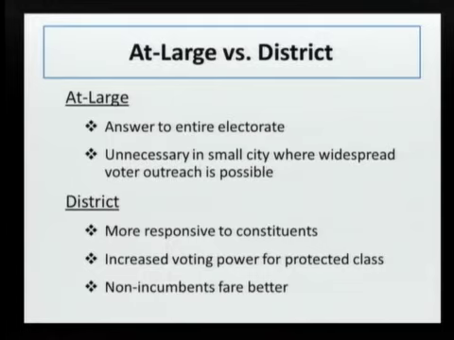On the other hand, claims in support of district elections are higher responsiveness to constituents within that district. Obviously, it's a little bit easier to be focused on your one district and those constituents, a smaller class within the city. Again, of course, increased voting power for the protected class is the issue we're discussing tonight, and that non-incumbents fare better in district elections. That's one of the claims made.